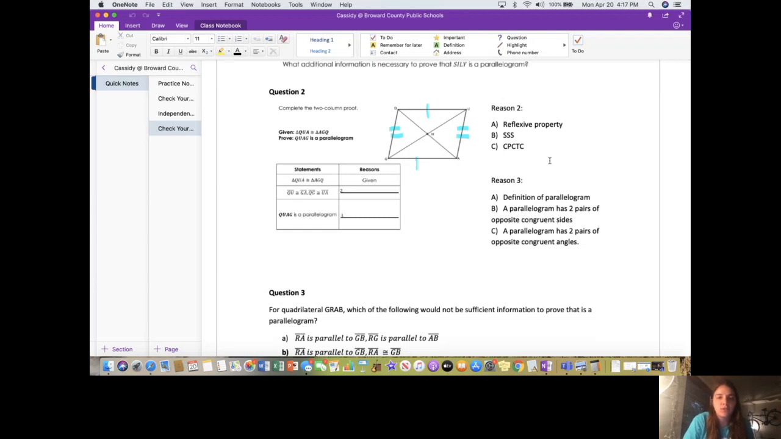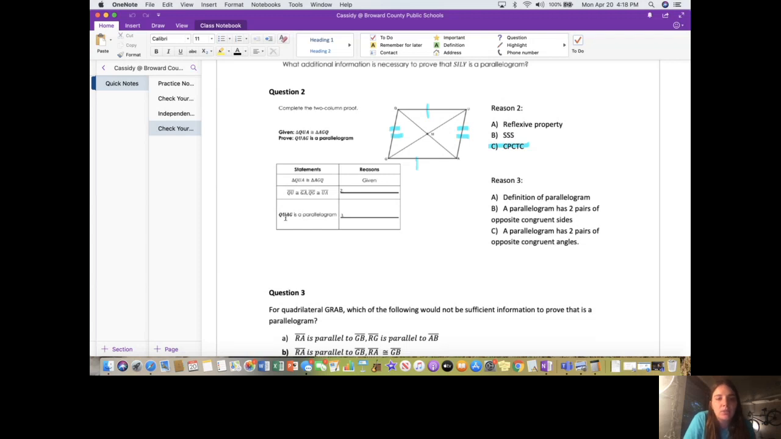So the answer for number 2 is going to be this one, the CPCTC. Remember, CPCTC is corresponding parts of congruent triangles are congruent. As soon as we know those triangles are congruent, we know all of those pieces that are corresponding to each other are also congruent. So we know QU is congruent to GA, and GQ is congruent to UA, just like that says, and that's CPCTC.